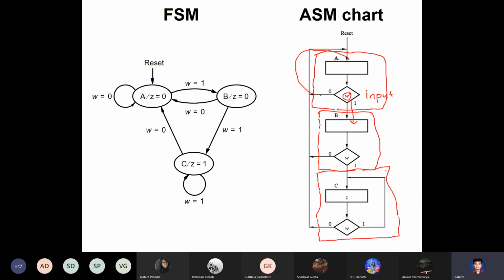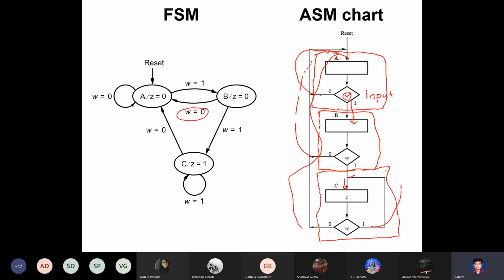Similarly, here, if you are in B and your input is 0, you go back to state A. If input is 1, you go to state C. Similarly, in state C, if input is 1, you loop back to itself, a self loop. If input is 0, you go back to state A. Okay, so it's almost trivial to convert an FSM to an ASM chart.